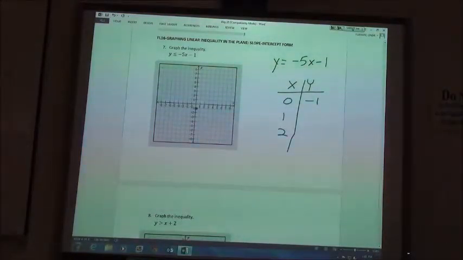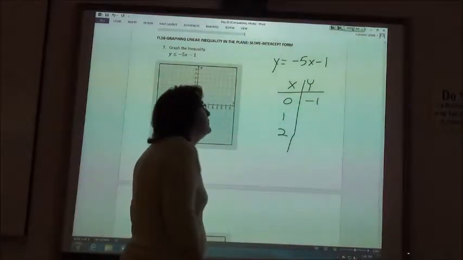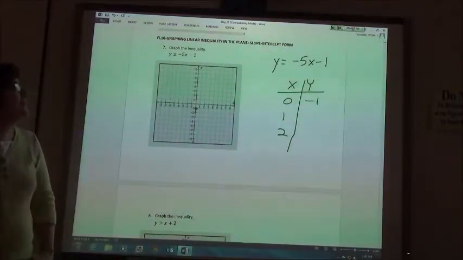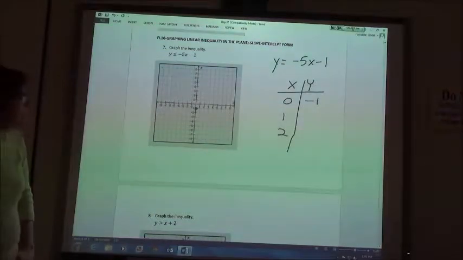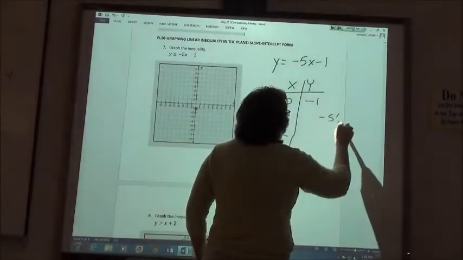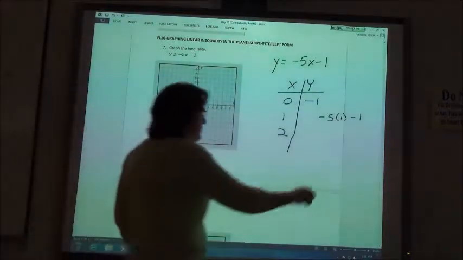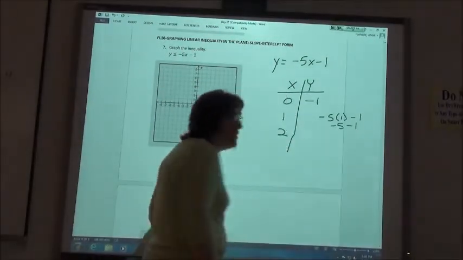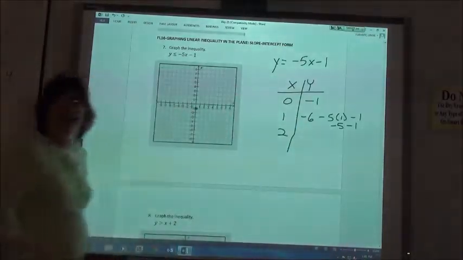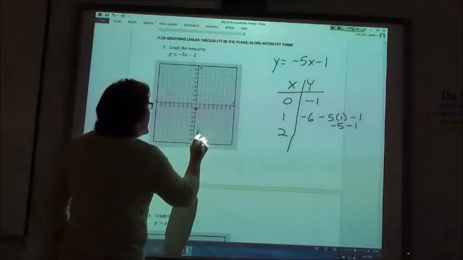If we put 1 in for x, what are we going to get? If you put 1 in for x, negative 5 times 1 minus 1. Negative 5 times 1 is negative 5. A negative 5 minus a 1. Add and keep the sign. Negative 6. So over 1, down 6 is where my dot's going to go.